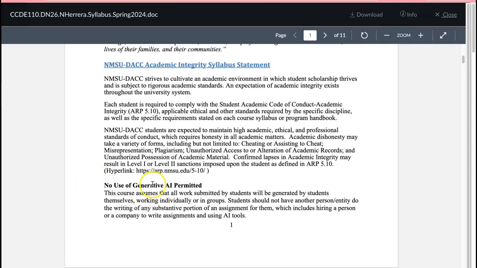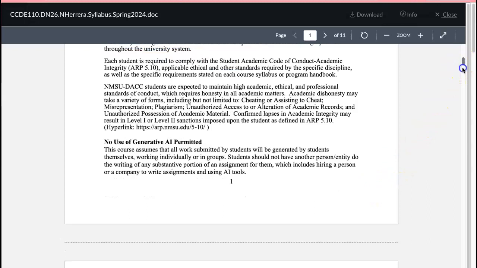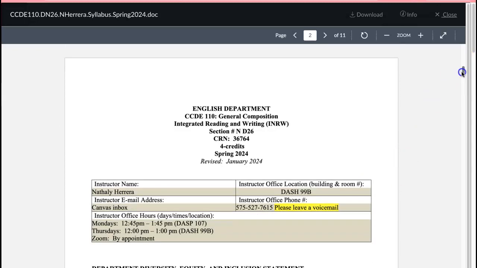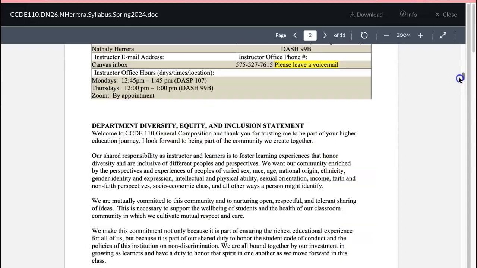academic misconduct. So right here you can read a little bit about the academic integrity, and then here I went ahead and I included this statement which says that we cannot use AI in this class. And basically what that means is that everything you write should be your own. So there's important institutional information. There's also important information about the class.